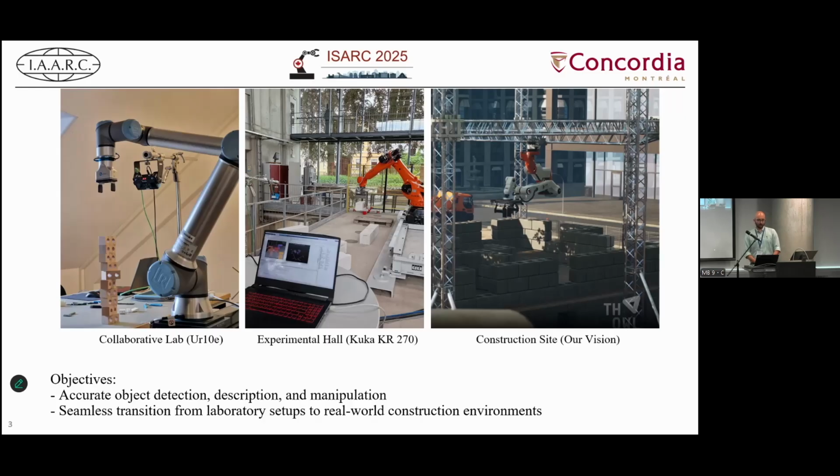For our paper, we start with a collaborative lab scene. We have three different scenarios. The first one is the lab scenario. The second one is more like real life. And the third one is our vision for the construction site. Our objective is to accurately detect objects, their descriptions, and manipulate them, and we will transition from the lab to the real-life scenario.